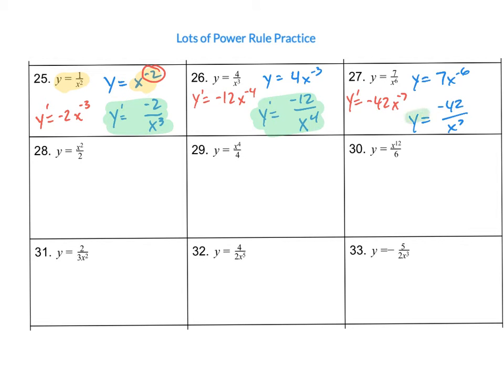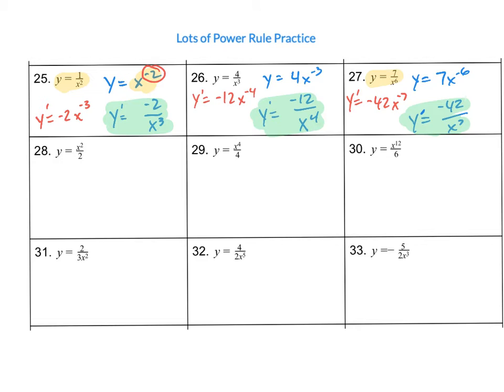In case you're wondering why I decided to write it in this final form, my recommendation is that whatever the problem originally looks like, that's the form you want to try and keep it in. So we were given it as 7 over x to the 6th. I'm trying to answer it as, that's y prime, sorry. This is the derivative, y prime, negative 42 over x to the 7th.